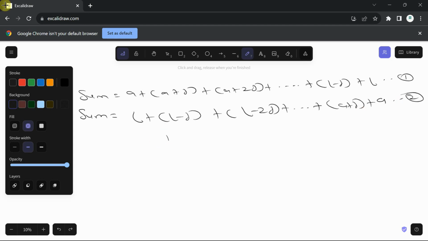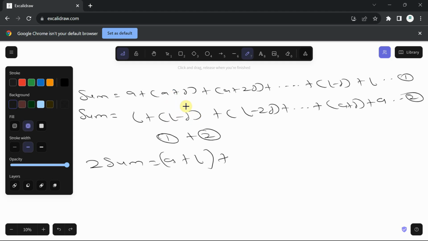If I want to add equation 1 and 2, like I said before, this is a simultaneous equation. If you want to add, you just do this plus this is equal to this plus this, plus this plus this, and all the way to the end. So if I add these two, sum plus sum is equal to 2 sum. a plus L is equal to a plus L, right? So this is what I get from the first, plus a plus d plus L minus d.